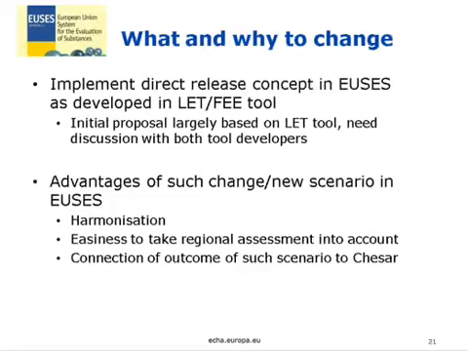So, what would we like to change, why would we like to change it, and what is the proposal in this case? What to change is to implement a direct release concept in EUSES as developed by, for example, the LET or FAE tool. The initial proposal here, which you can find in the background document, comes from the LET tool mainly. This is only because we had the equation the LET tool is based on. But of course, there is a need for further discussion with both developers if we want to go further on this.